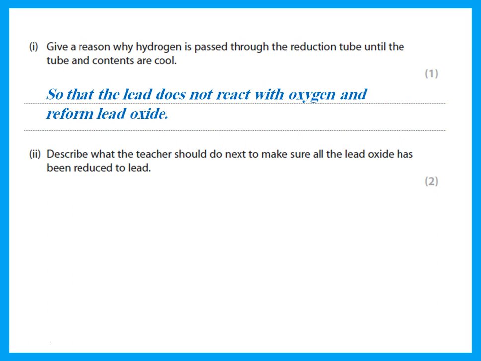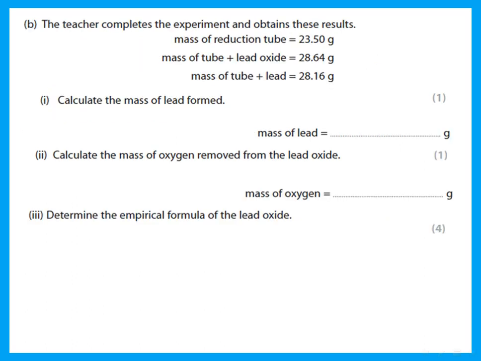Describe what the teacher should do next to make sure all the lead oxide has been reduced. Of course, when we do any of these reactions, what we do is we keep reheating and reweighing until the mass is constant, or until we reach constant mass.